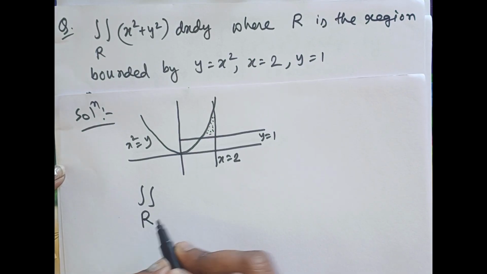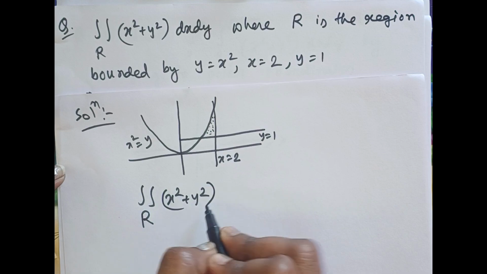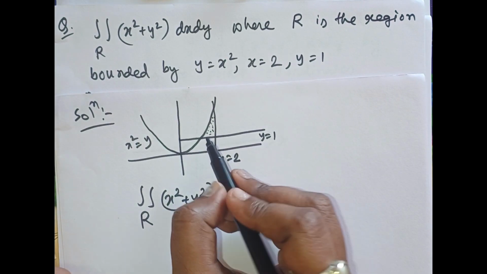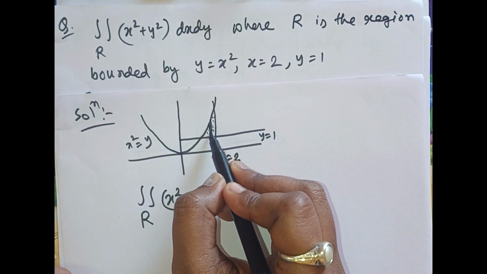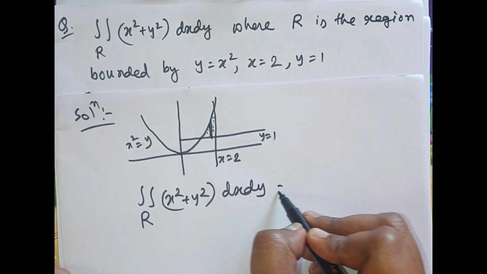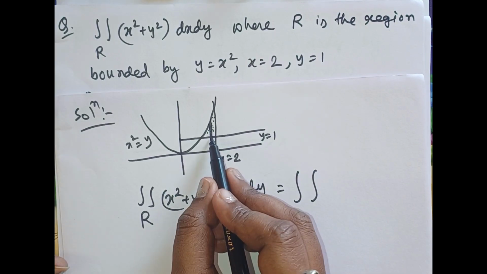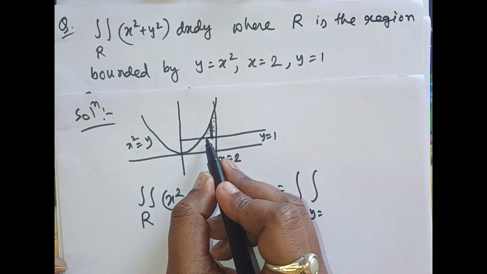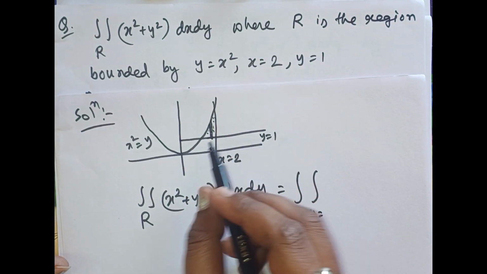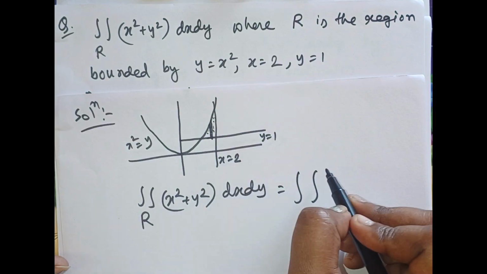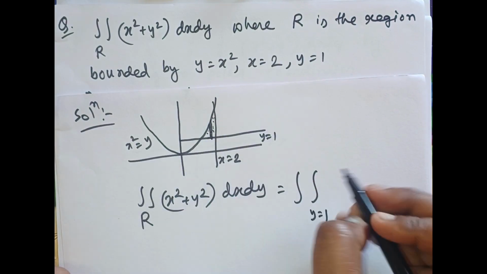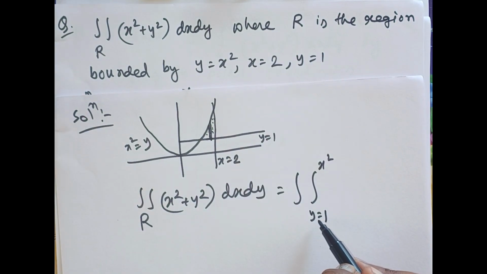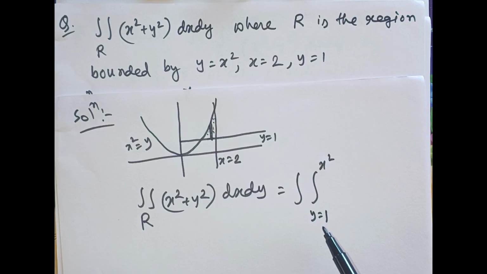Now we have to calculate the double integration of x square plus y square dx dy over R, and the only thing left is to find the limits. Again take a movable vertical strip, then the lower limit of y will be the lower curve and the upper limit will be the upper curve. The lower curve of the strip in this case is y equal to 1 and the upper curve is y equal to x square. By this we get the limits for y, and then we have to find the limits for x.